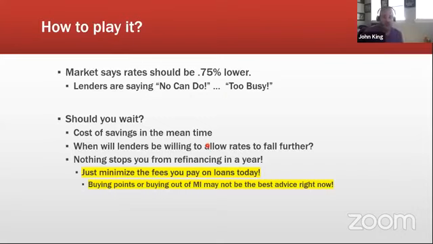But here's the other deal. I don't know when lenders are going to be willing to allow rates to fall further. The truth is there's still a lot of people that can benefit from a refinance at current interest rates, and the housing market itself is creating its own demand. On the purchase side of the business, we don't need to lower interest rates to create more buyers wanting to buy. There just isn't enough inventory, so the demand is there.